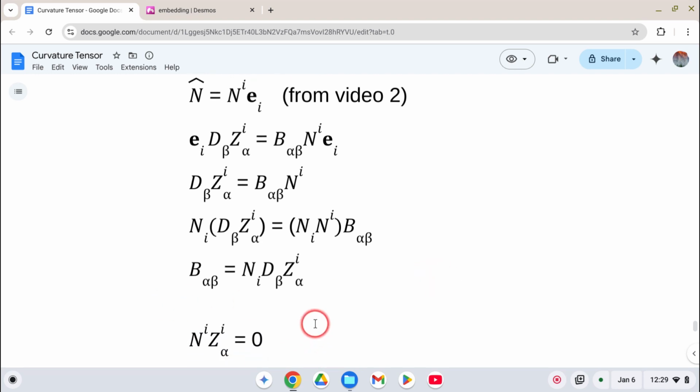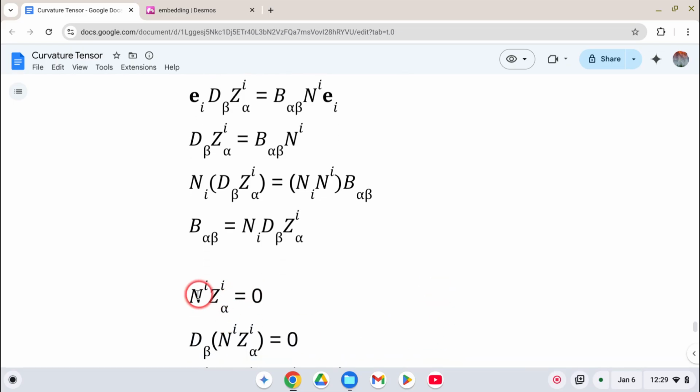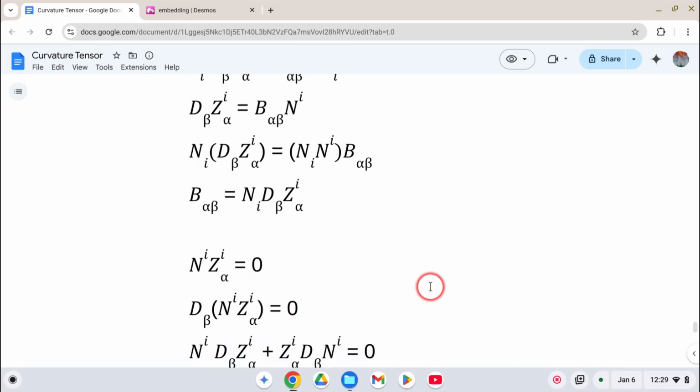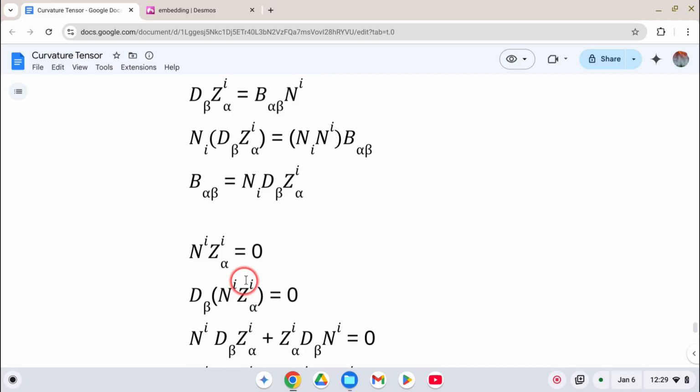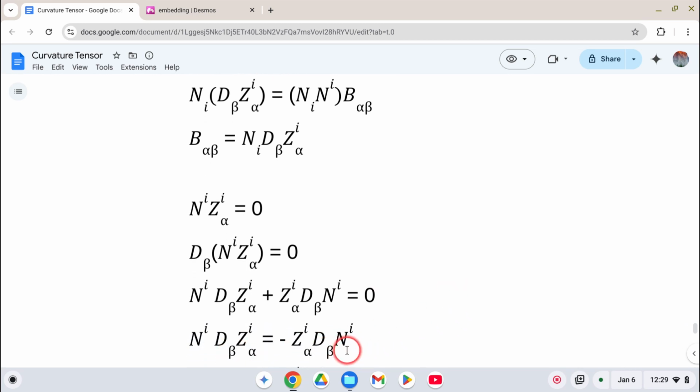Okay, so way back in video number 2, for the normal, we found this relationship: the components of the normal in the ambient space times the shift tensor is equal to 0. All right. So let's take the covariant derivative of both sides of this. Well, the covariant derivative of 0 is 0, obviously. Okay. We can use the product rule here. The first times the derivative of the second plus the second times the derivative of the first equals 0. Now we can put 1 on the other side.